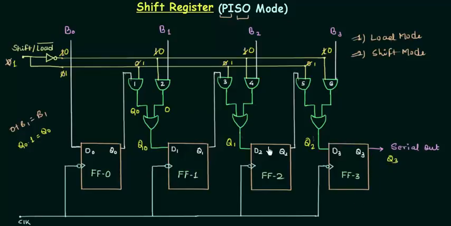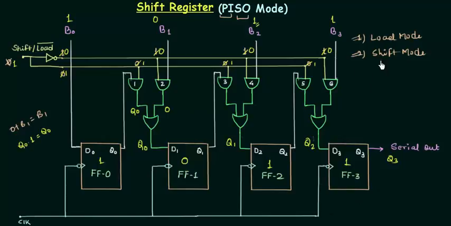And let's take one example. Let's take some random bits and let's see how it moves. If we have 1, 0, 1, 1, let's see what we have in that case. For the first mode, when the loading of this shift register is done, this 1 is stored in the flip-flop number 0. This 0 will be stored to flip-flop number 1. This 1 will be stored here, and this 1 will be stored in the last flip-flop. So we have 1, 0, 1, 1. The parallel storing of the data is done here.